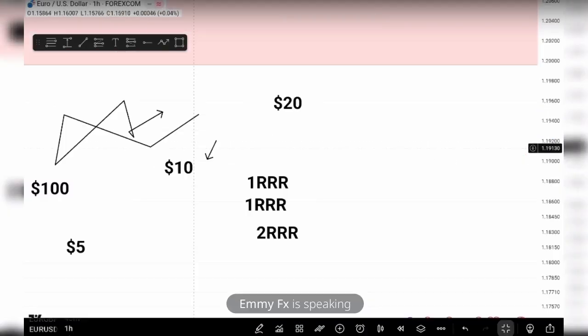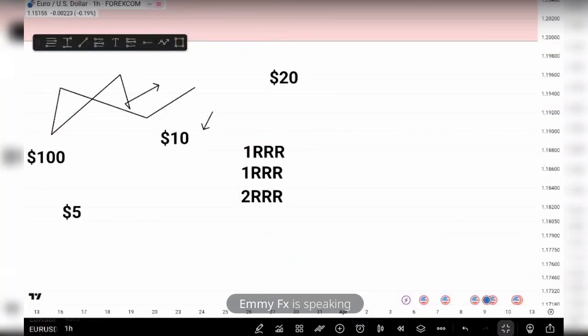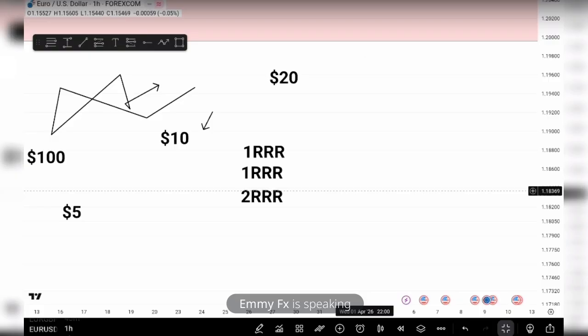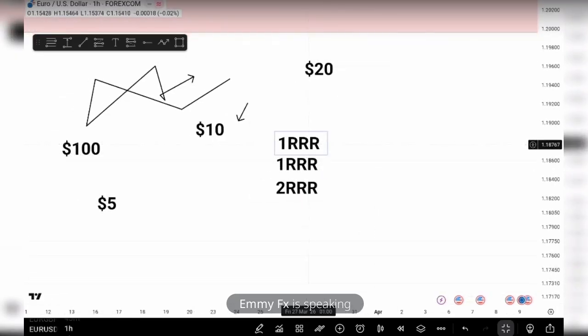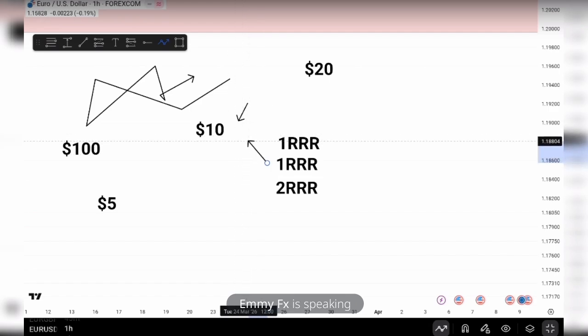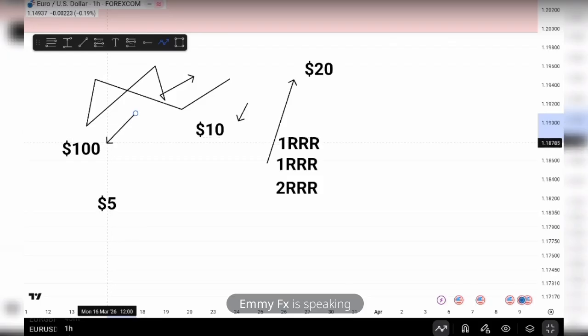At this point, are you at break even? I need you guys to answer. Are you at break even or not? Yes, you are at break even at this point. Remember, you lost the first 1%, which is 1 risk reward ratio. You also lost the second 1%, giving a total loss of $20. Now your remaining capital is $80.